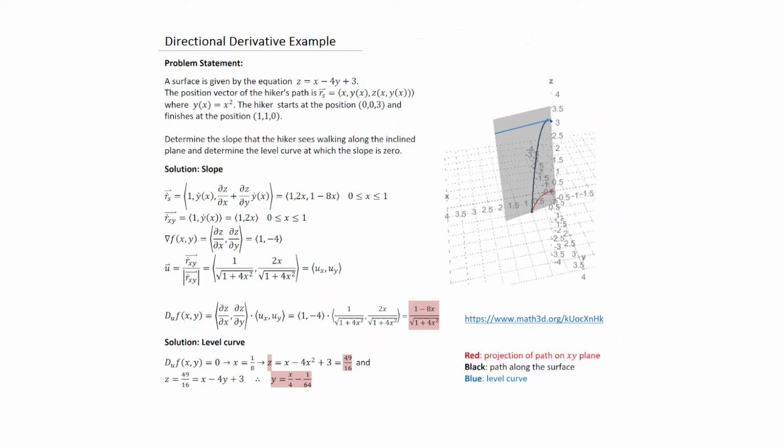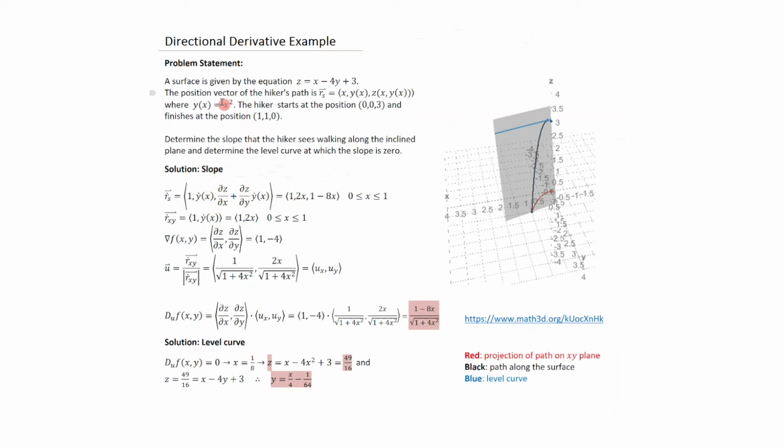And then what we want to do is determine the slope, the level curve at which the slope is 0. So first we deal with the calculation of the slope. And so first of all we want the position vector with respect to the surface, which I've spelled out here. You've got the equation for z as a function of x and y, so you can take the derivatives. So for instance, this is dy dx.